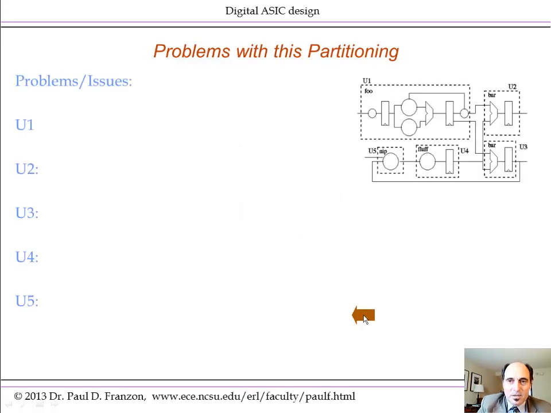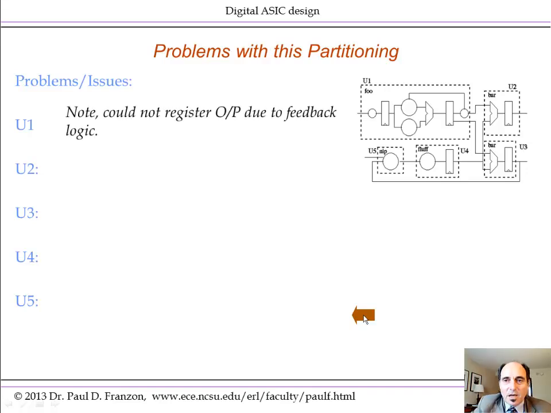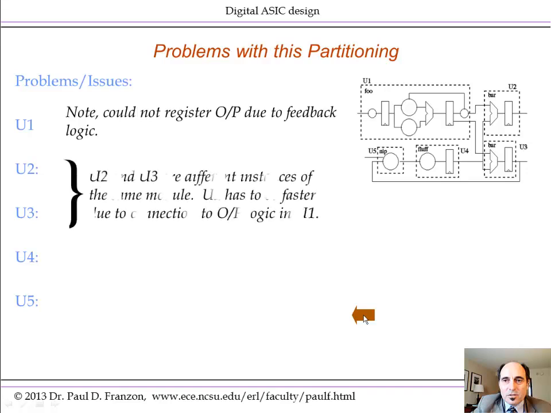Again, U1 to U2, we have logic split between them. We have to manage that somehow. U2 and U3 are different instances of the same module, but U2 is to run faster than U3. And there's potential for U3 to be smaller than U2.